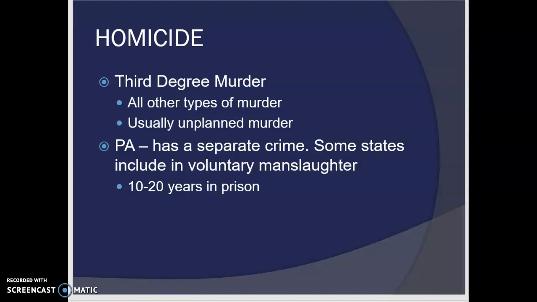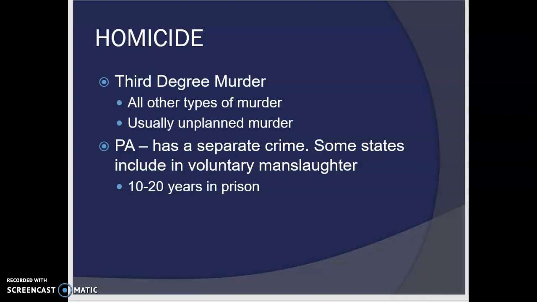Third-degree murder is really hard to pinpoint in Pennsylvania. A lot of prosecutors use it as more of a catch-all. This is basically all other types of murder, and there are a few that we haven't gone over yet because I'm going to do manslaughter in the next video. It's usually something that's not planned ahead of time. In Pennsylvania, third-degree murder is a separate crime, but some states will actually just roll this into voluntary manslaughter.